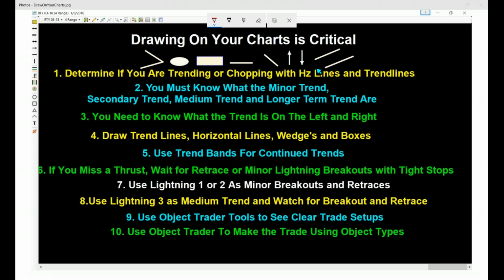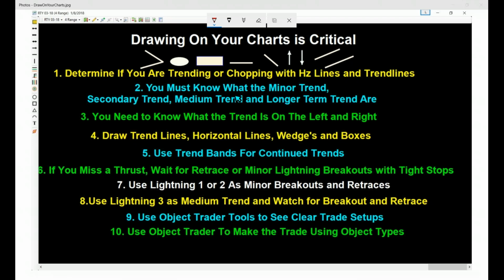You want to, first off, realize that you need to draw wedges on your charts. You need to draw ellipses like this, for instance, if you have areas that you want to see if price is going to come back to. Of course, box in a trade, horizontal lines, trend lines. Draw your little arrows up and down until you get really good at seeing the trade. And then, of course, your channels. Most important is you want to determine if you are trending or if you're chopping. And you do that with the horizontal lines and trend lines.